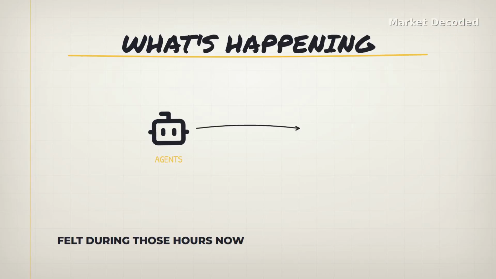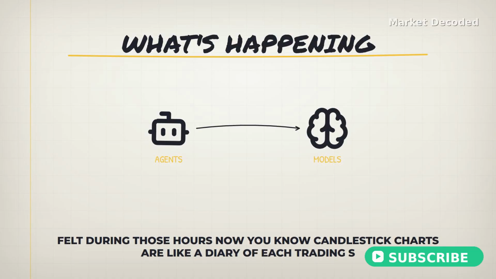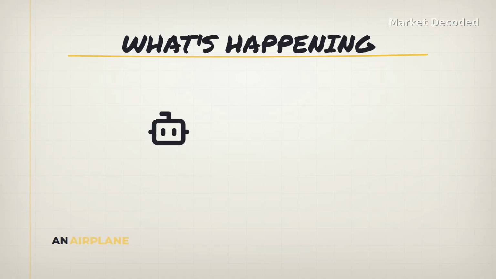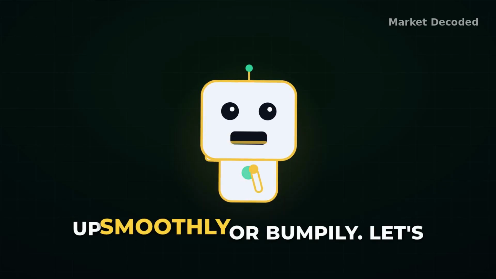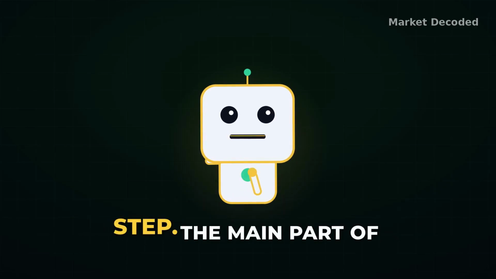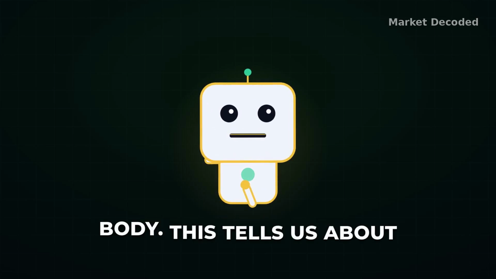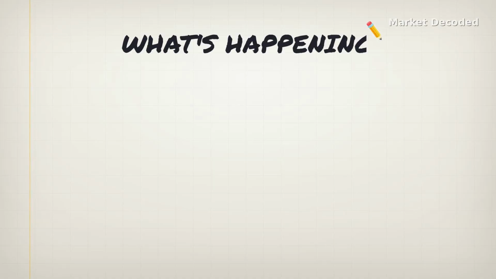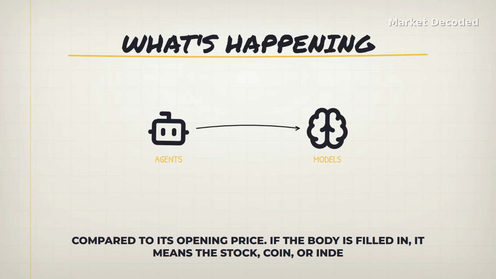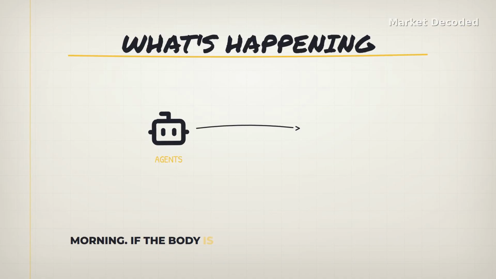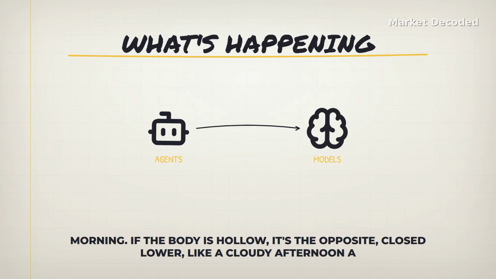Now you know, candlestick charts are like a diary of each trading session. They tell us about price movements and market sentiment. Imagine you're on an airplane flying through the clouds, and you want to keep track of how smooth your journey is. Each candlestick chart is like a snapshot of your flight, showing whether everything's going up smoothly or bumpily. Let's break it down step by step. The main part of the candle is called the body. This tells us about today's closing price compared to its opening price. If the body is filled in, it means the stock, coin, or index closed higher than where it opened, like a sunny day after a gloomy morning. If the body is hollow, it's the opposite, closed lower, like a cloudy afternoon after a bright start.